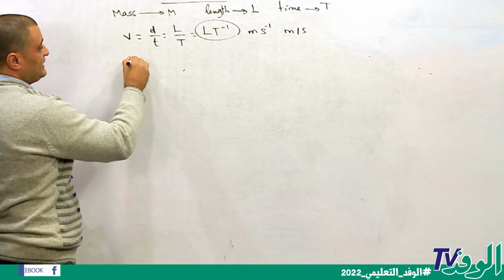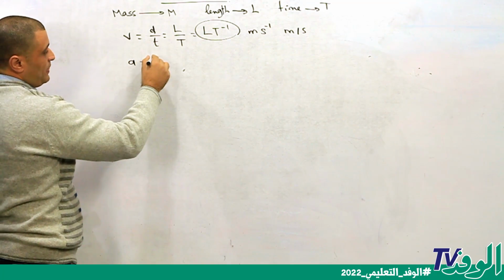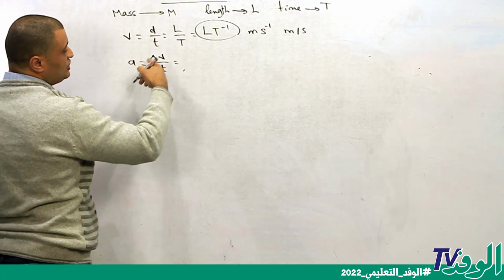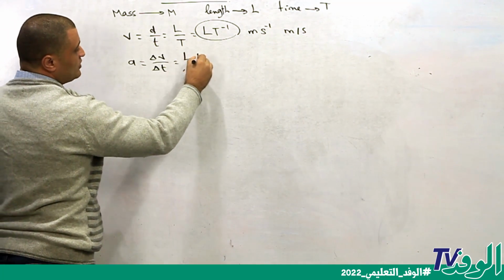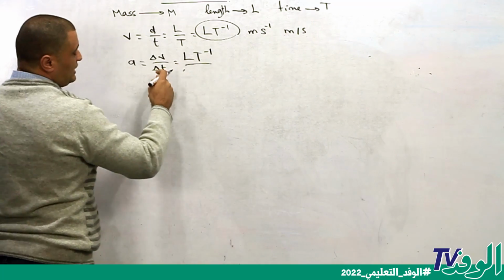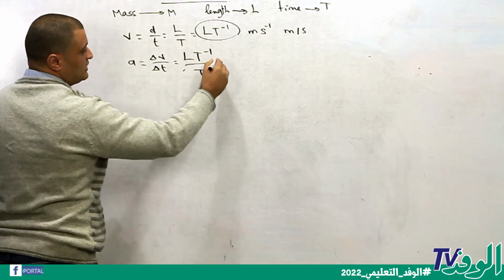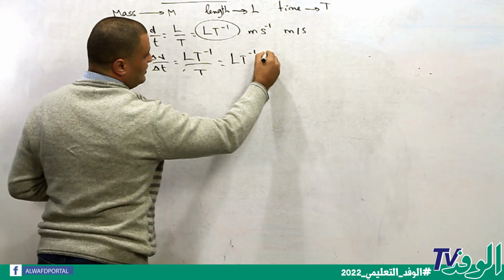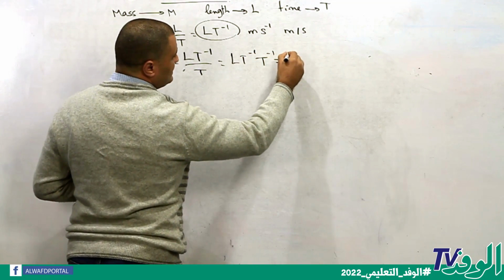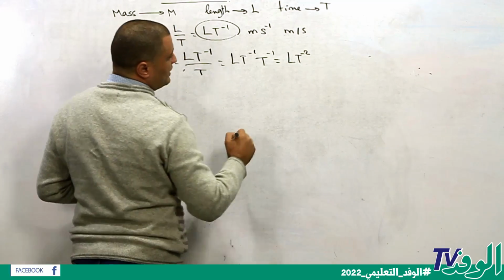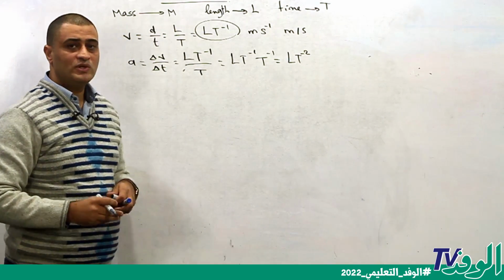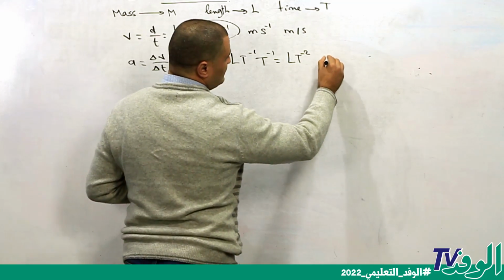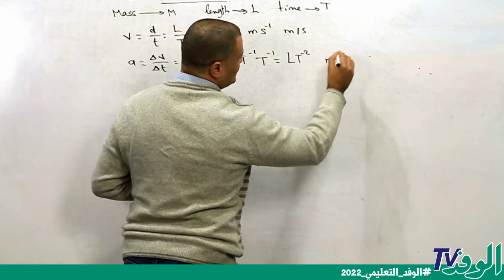Number 2, acceleration. Here, change in the velocity over change in the time. Change in the velocity, we have the dimension formula LT power negative 1. Change in the time, T. So LT power negative 1, T power negative 1, which will be equals LT power negative 2. We can use the dimension formula to verify its unit. So its unit equals meter per second square.